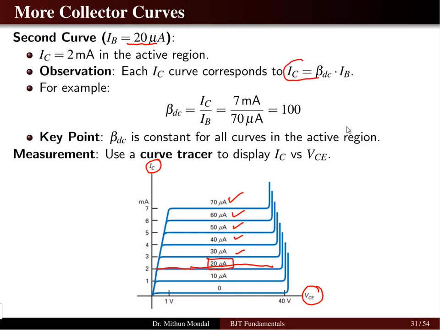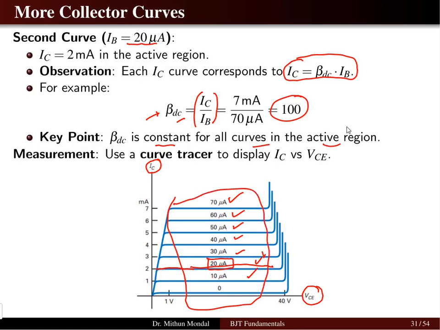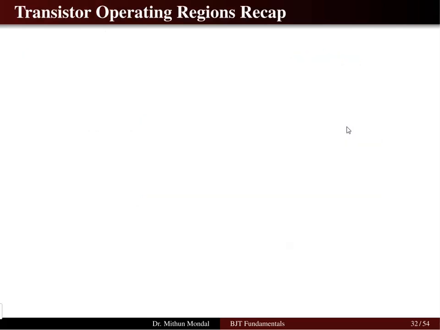So collector current will be equal to beta DC into IB, because beta is nothing but the ratio of collector current by base current. So for all these curves, if you obtain the beta, that will be constant for a particular case. Hence, beta is constant for all curves in the active region. So here you have the active region where the beta is constant for each curve, and you need to use the curve tracer to display this collector current versus collector-to-emitter voltage.